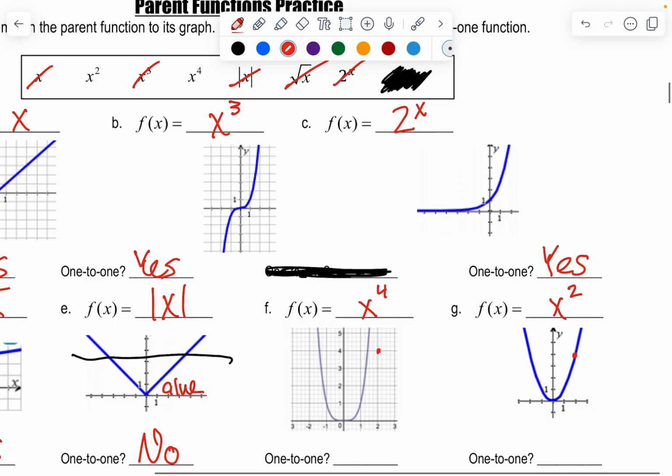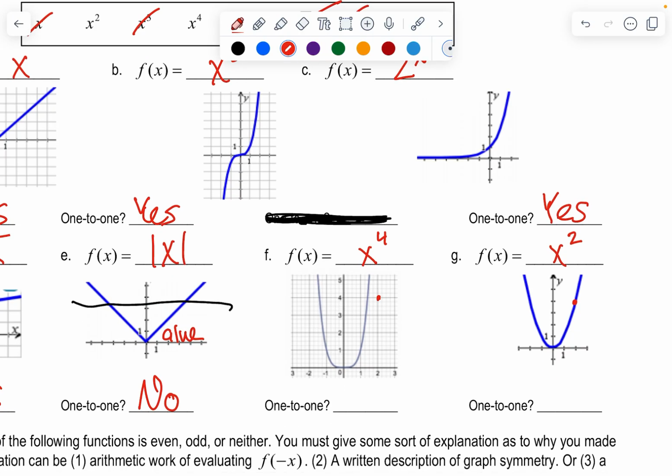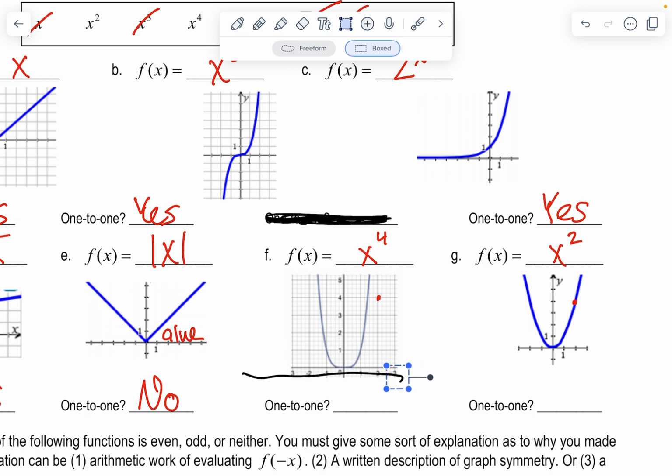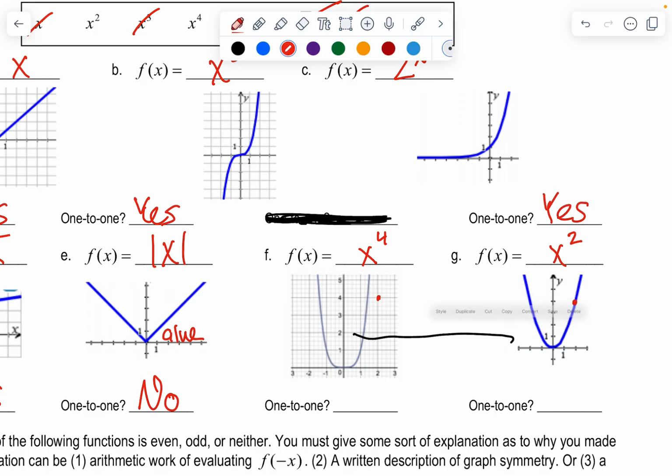All right? Now, they're both pretty much the similar shape. So when I go through and I try to run this horizontal line test, look, it hits more than once, and it's the same thing over here because it's the similar shape. So guess what? Both of these are going to be a no.